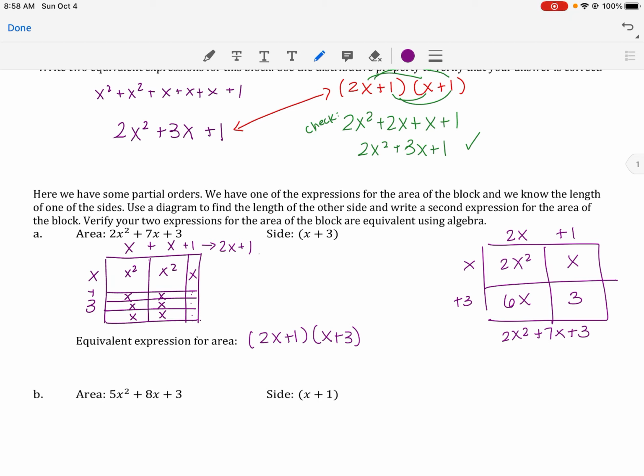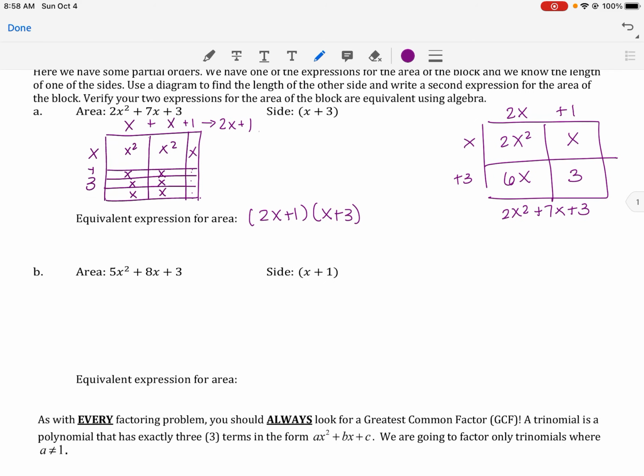It just has all numbers in it rather than like the blocks. Okay, let's look at this next one. This one has a side length of x plus 1. So over here, you can think about drawing our rectangle. We're going to have x plus 1.